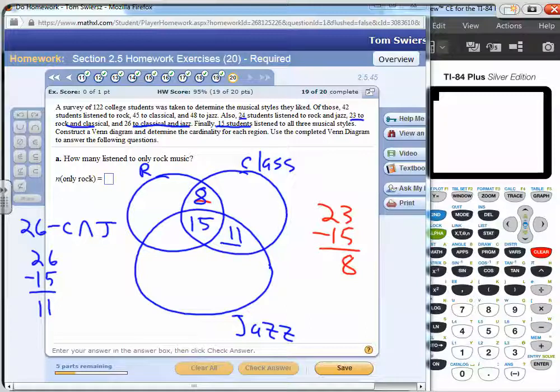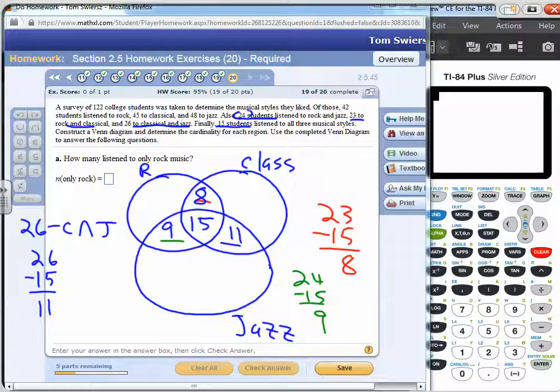Same reasoning, 24 listen to rock and jazz. So again, rock and jazz, 24, this 15 and this right here would add up to 24. So then 24 minus 15 leaves us with 9. So again, 9 would be for rock and jazz, right? So that when we take the 9 and 15, we get a total of 24. Okay? So work with the innermost region and then the intersection of the two.